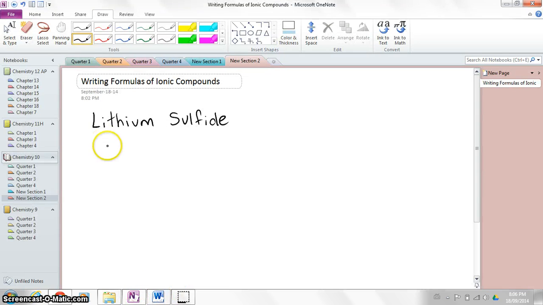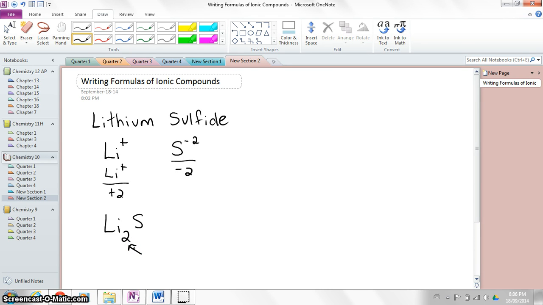Next we have to write down what the charges are of these ions. Lithium, when you look on the periodic table, comes as +1, and sulfur is -2. Now we have to figure out how much of each ion we need in order for the compound to have no charge. Sulfur has a -2 charge, so we will need another lithium ion, because that way we'll have a +2 that will cancel out the -2 in the sulfide. So this formula would be lithium, there's two lithiums, Li2S.